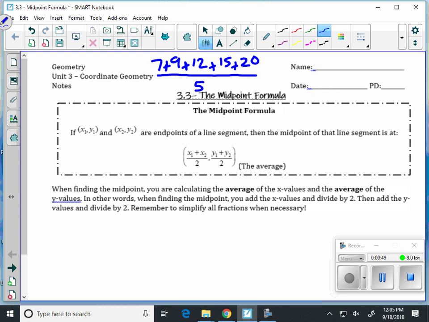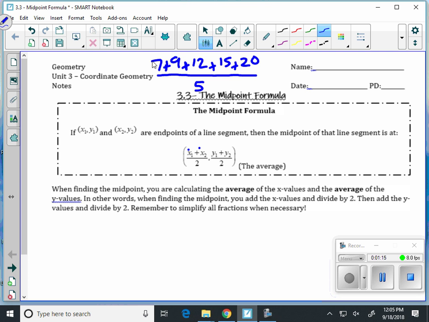So to find the midpoint of a line segment, essentially all you're doing is you're finding the average of the x values and the average of the y values. Because when you have 2 endpoints, how many x values do you have? 2, right? You have 2 points, that means there's 2 x values. So we add them together, and because we added 2 things together, we're dividing it by 2.